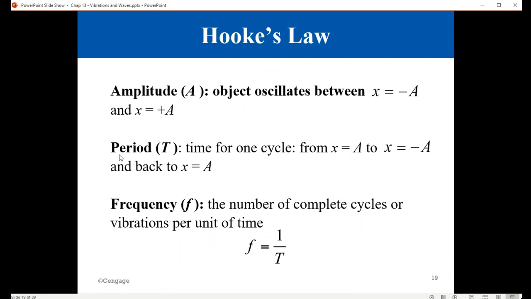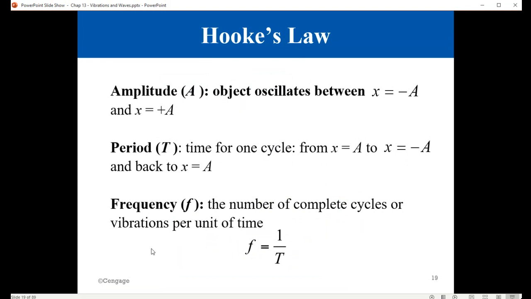We define another quantity, we call it the period, and by period we mean the elapsed time for one complete cycle. By a complete cycle we mean the motion from x equals a to x equals minus a, and then back to x equals a. This is a complete cycle. The time needed to finish such a cycle is called the period of oscillation, and usually we use uppercase T to represent this period in equations.